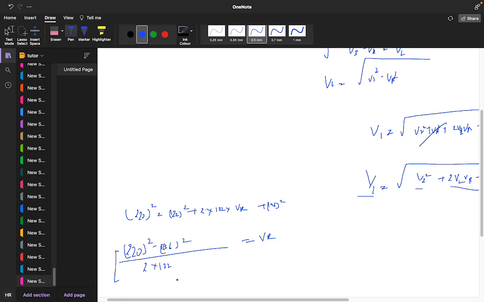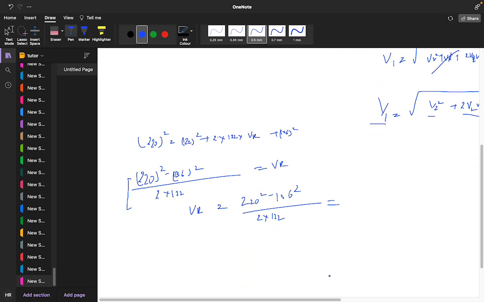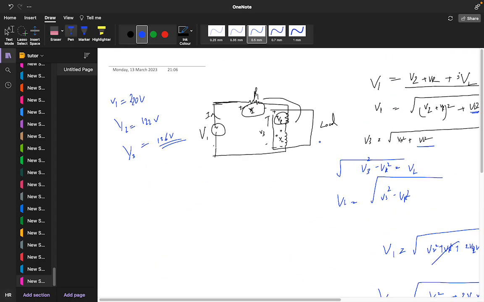What are you getting? 220 square minus 136 square divided by 2 into 122. What is the answer? Prasanna, calculate it. 61.581. So this was your VR answer. We got the value of VR as 61.581. Here the resistance value is given, that is 5 ohm.